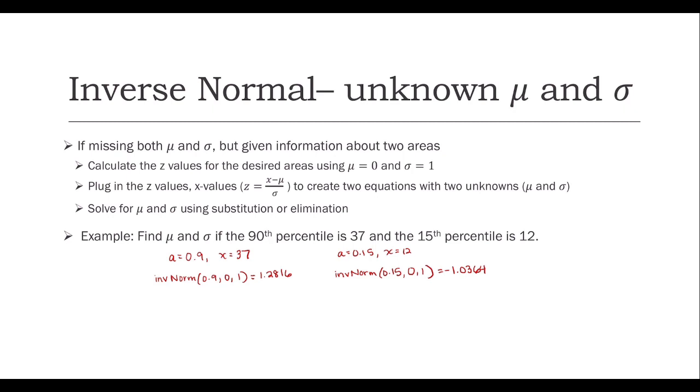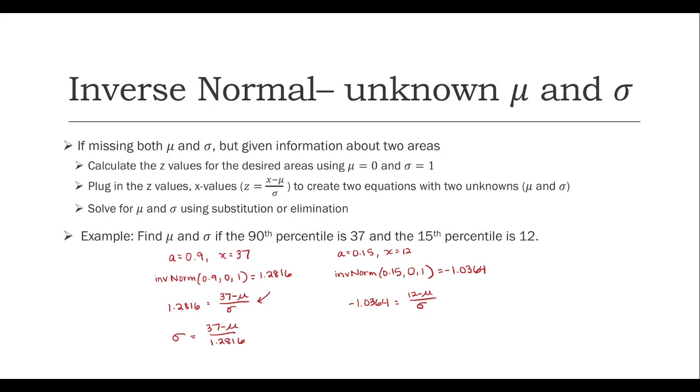So z equals x minus mu over standard deviation. So 1.2816 equals x, which is 37, minus mu over the standard deviation. And for this other one, we have negative 1.0364 equals 12 minus mu over the standard deviation. We'll solve this first equation for the standard deviation by multiplying by the standard deviation and then dividing both sides by the z-score. So we'd get that the standard deviation equals 37 minus mu over 1.2816.